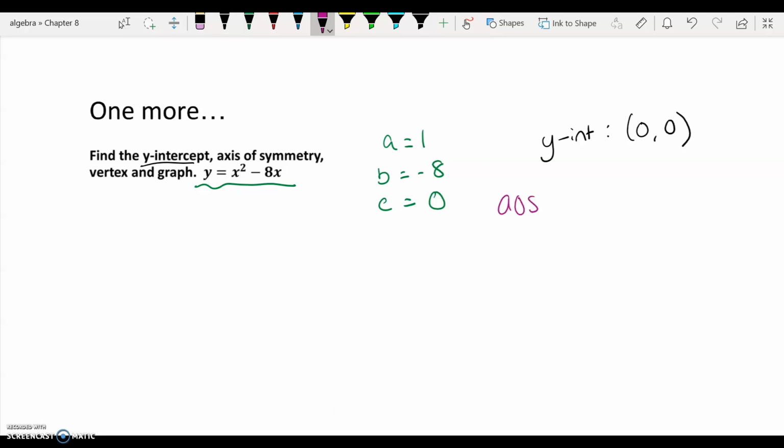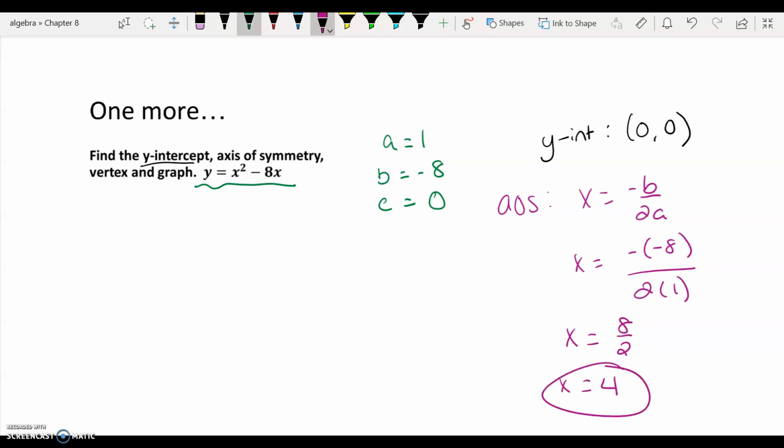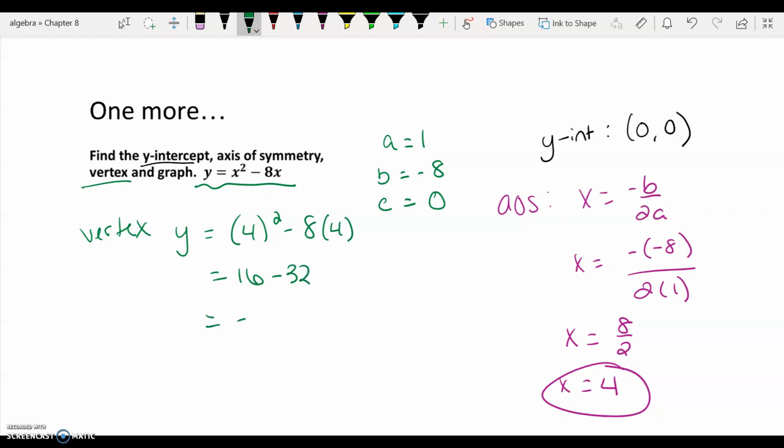Axis of symmetry is x equals -b over 2a. So let's solve that. That's my axis of symmetry. And the last step, your vertex, I'm going to plug the 4 into the equation. So y equals 4 squared minus 8 times 4. So my vertex is (4, -16).